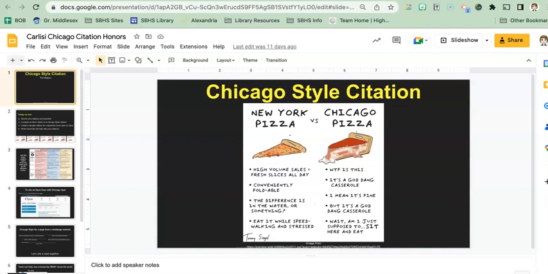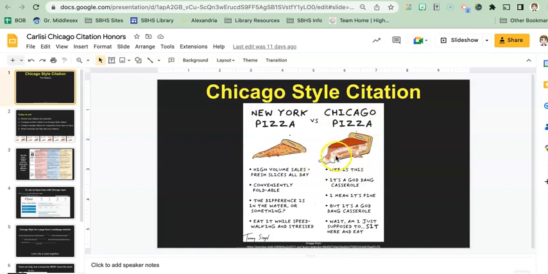Okay, so we're going to talk about Chicago style citation. And I felt like the best way to talk about Chicago style, because it's new, is to relate it to food. So see if you can follow my example. On the screen, you'll notice I have two different styles of pizza. New York pizza, which we know as our local pizza, our thin crust, kind of crispy pizza, and Chicago pizza.